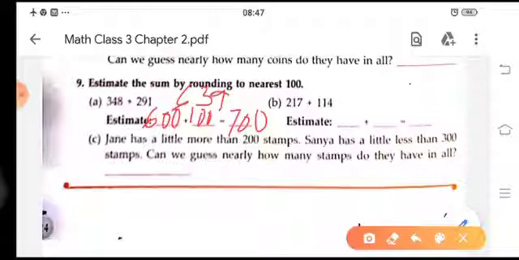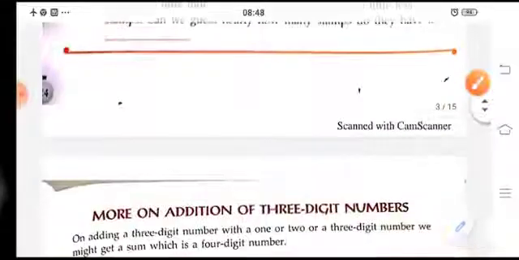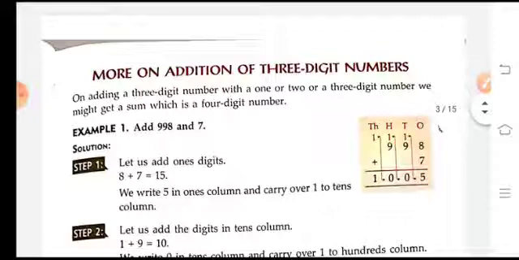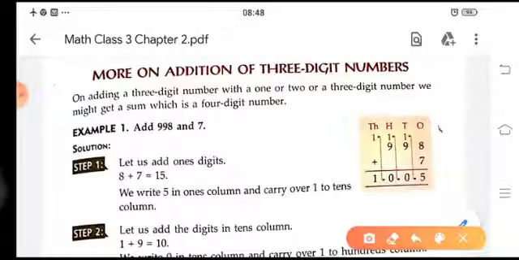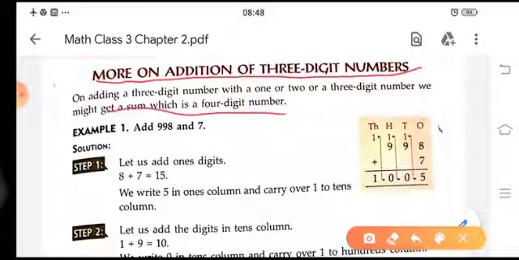Then we'll move on to the next, three-digit numbers. Okay. Now, children, we have already learned that by adding three-digit numbers, sometimes you'll get a sum which is a four-digit number. So let's see here. The number is 998 and we have to add 7 to it. So look here, children, 8 plus 7 is 15.